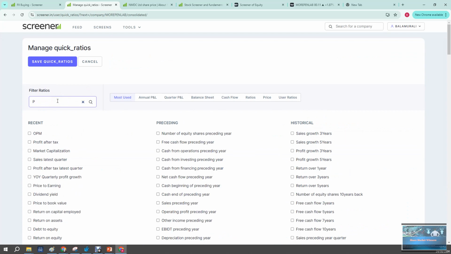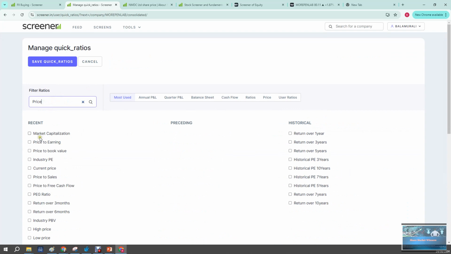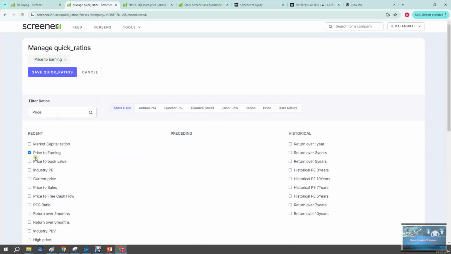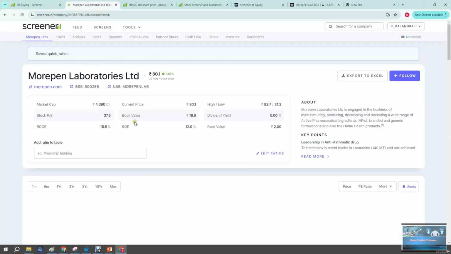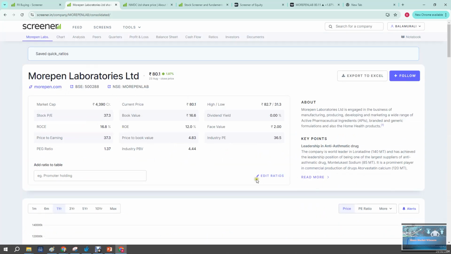Price to earning ratio, price to book value, industry PE, PEG ratio, all of that, whichever is more applicable, you can add it and save, so that you will be able to see the ratios here and compare them. For example, the industry PE is 36.5 and the stock PE is 37. It is very close, so in that sense it is trading fairly at the industry PE ratio.